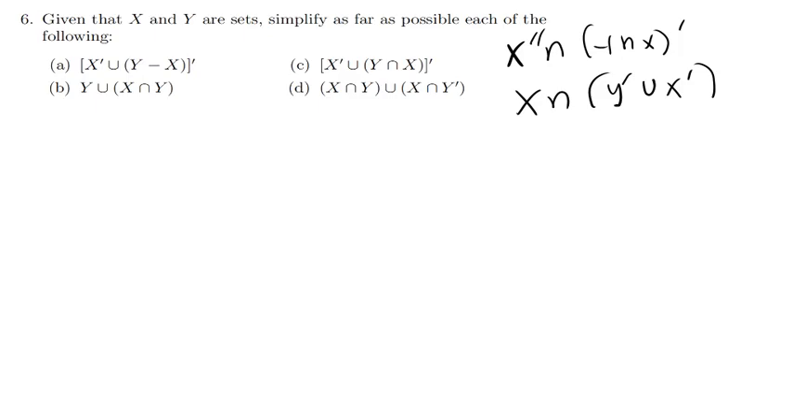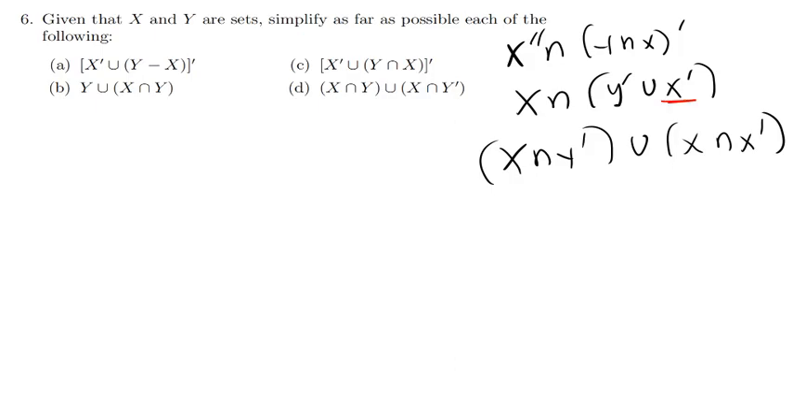At this point, if you want, you can distribute: x intersect y complement union x intersect x. Do you know the reason why I can't use the absorption law here? Because inside I've got x complement. If I had just x, I would have concluded that x is my answer. But because there is x complement inside and outside there is x, those two are not the same. So I can't say I'm going to use the absorption method.